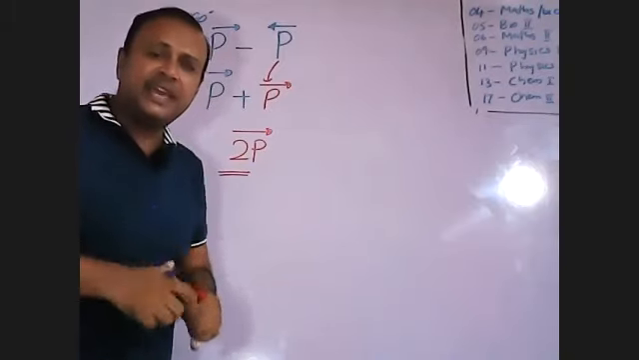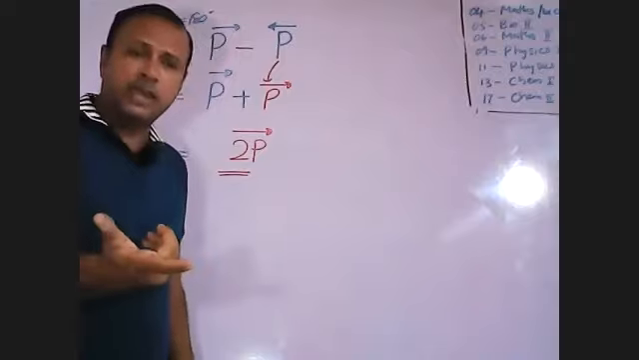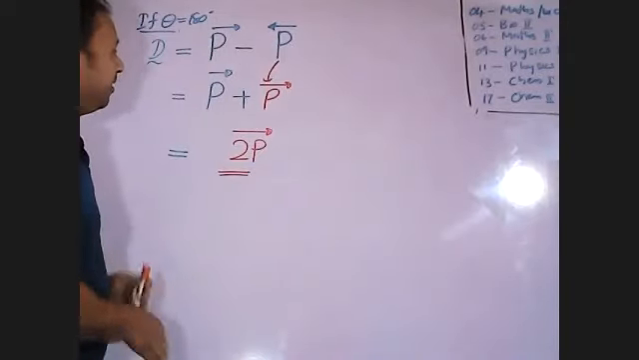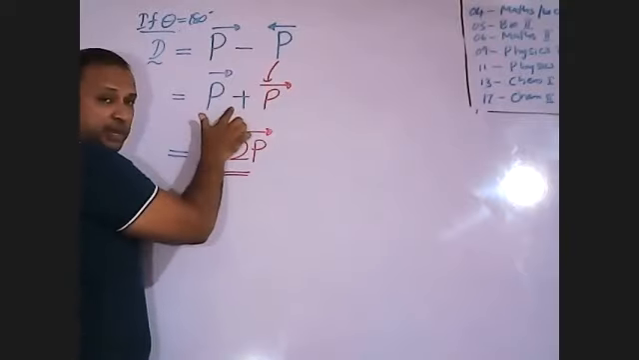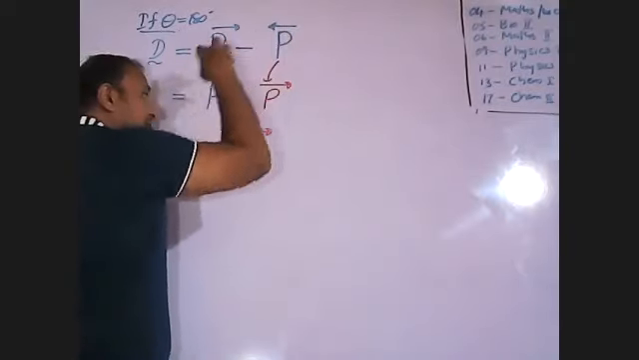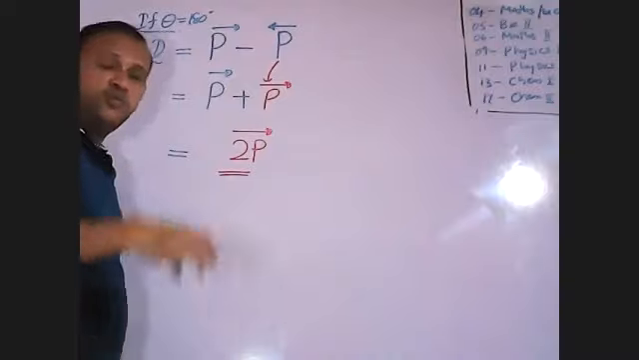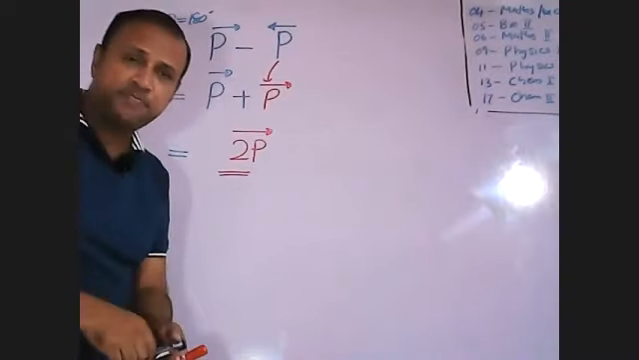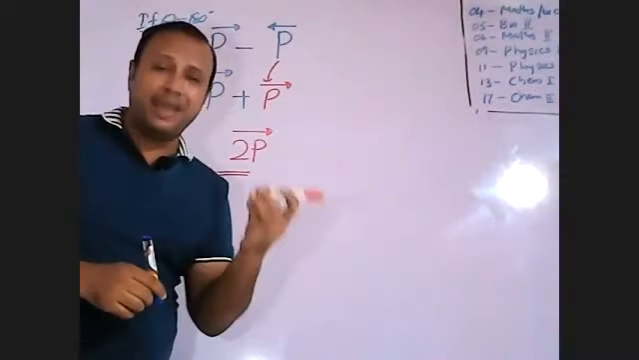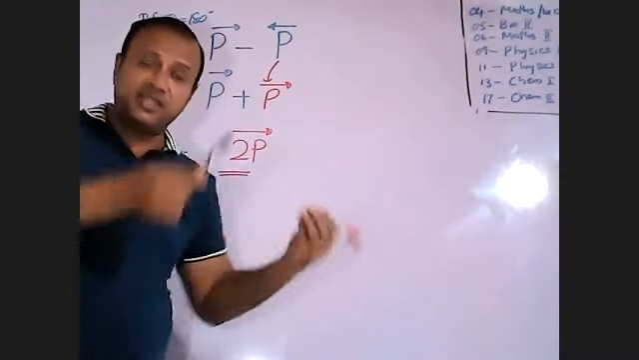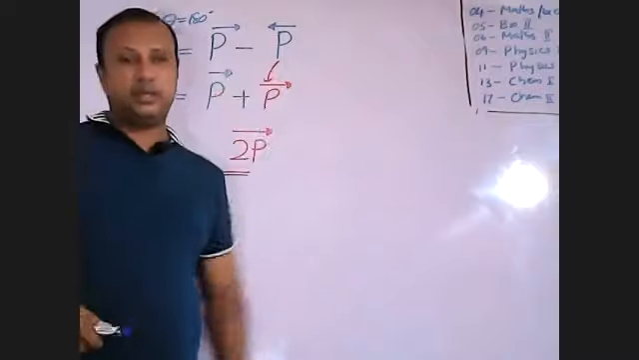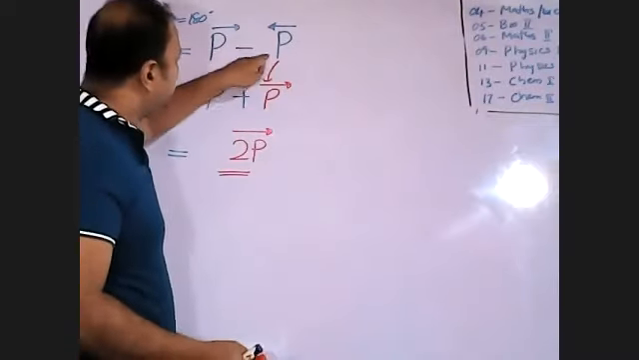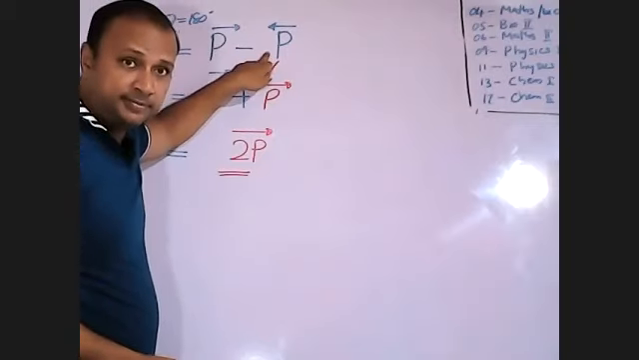Difference means taking the addition with the negative vector. So if I want to take the difference, I have to take the addition with the negative vector. What is the negative vector? The negative vector is the vector which is equal in magnitude, but its direction is opposite to the first vector. Okay. So I have to take the negative vector of the second one.